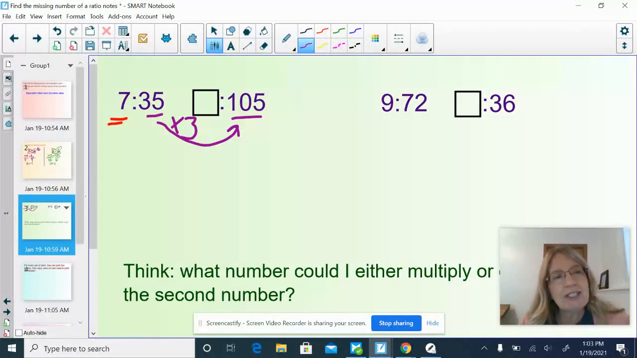So then whatever you did to those two, do to the first two. 7 times 3 is 21. So this spot should be a 21. Okay.